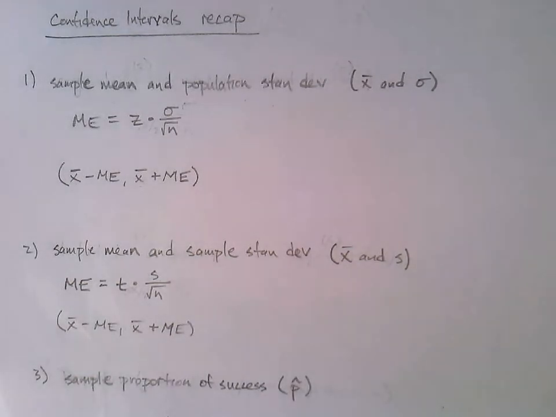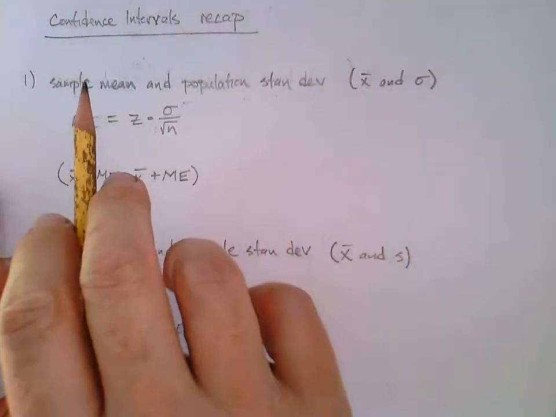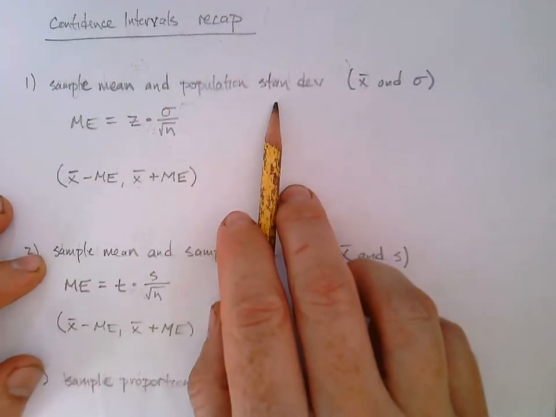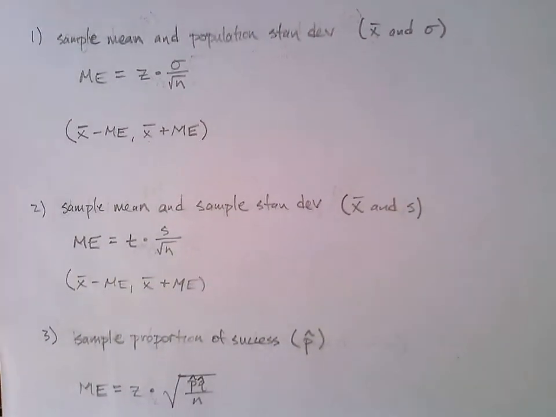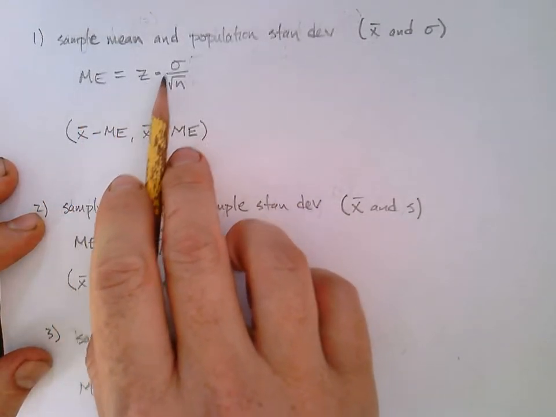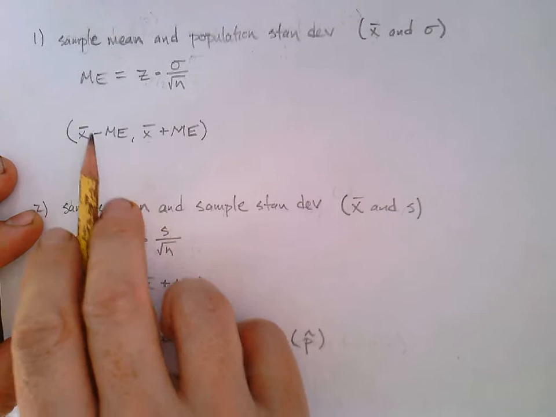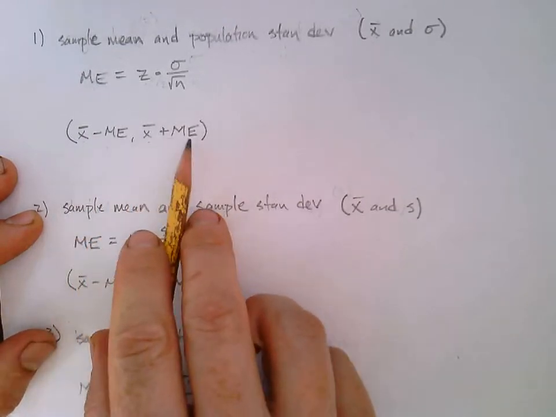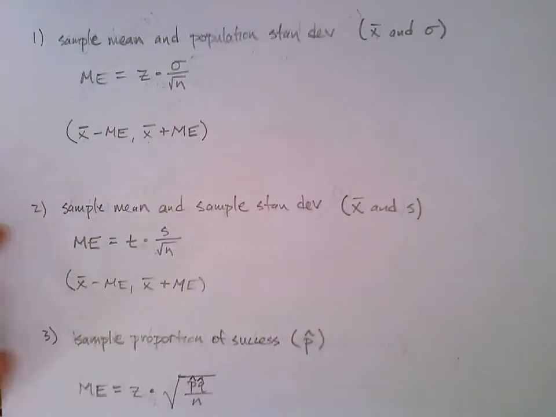Again, number one is when we are given a sample mean and a population standard deviation, right? X bar and sigma. That was the first style we saw. This was the information we were provided. If that's what we're provided, then we know this is what I would call the original confidence interval. We find the margin of error with z times sigma over the square root of n. And then we find the actual confidence interval with x bar minus that margin of error, x bar plus that margin of error. If in the problem we are given this, this is how we go about it.